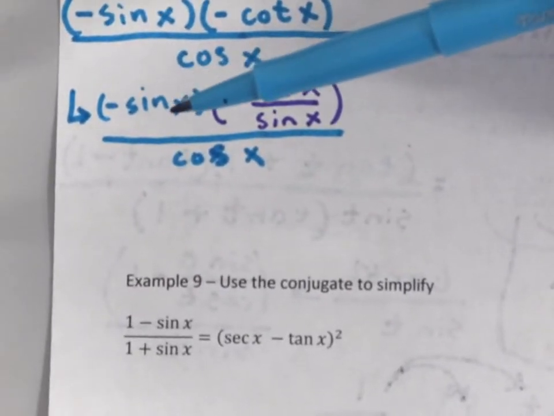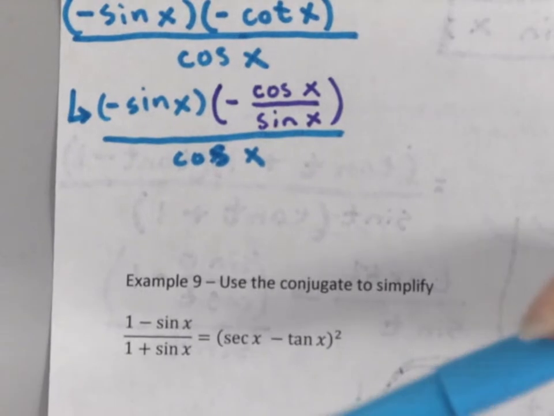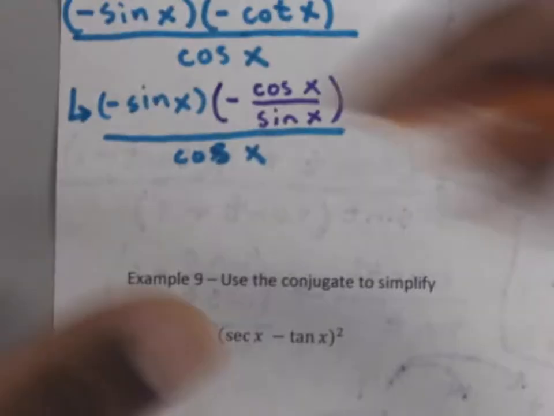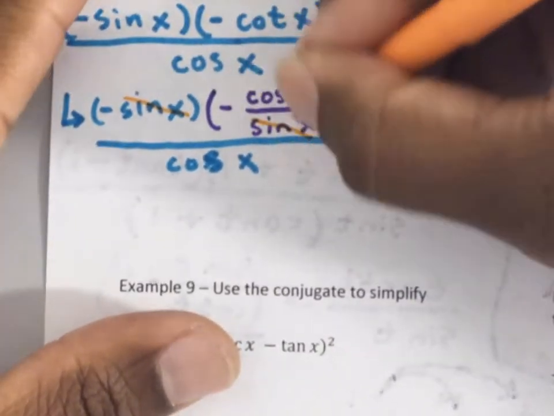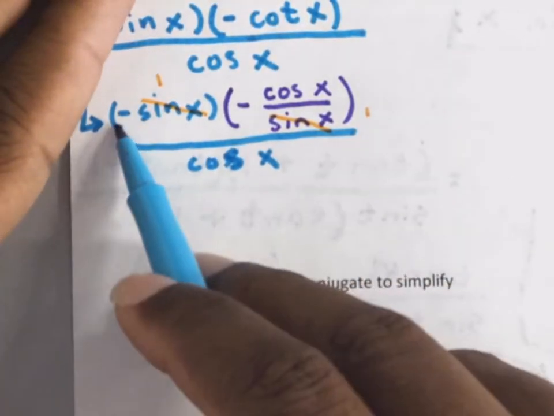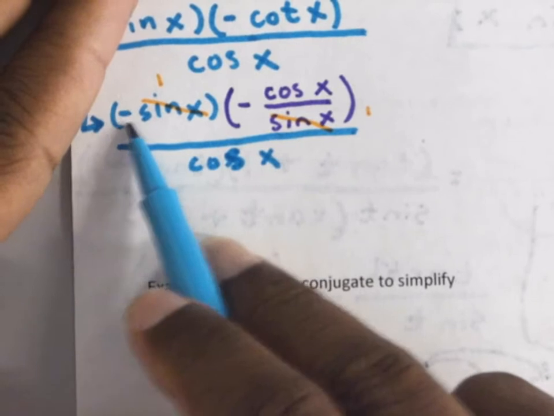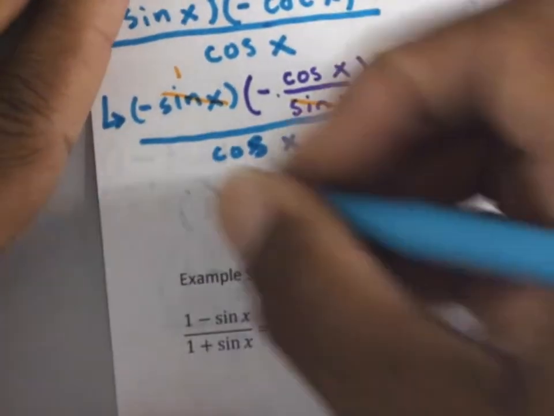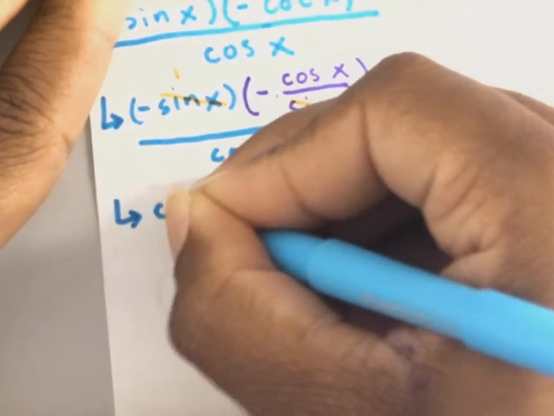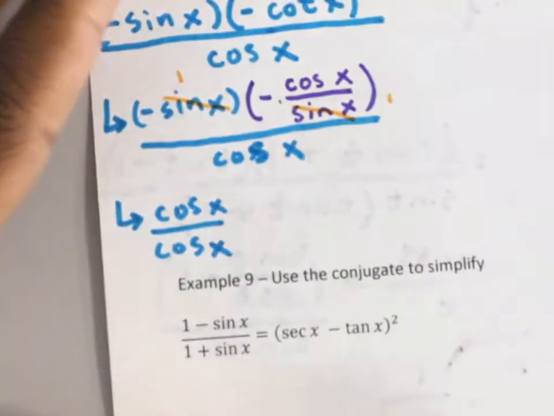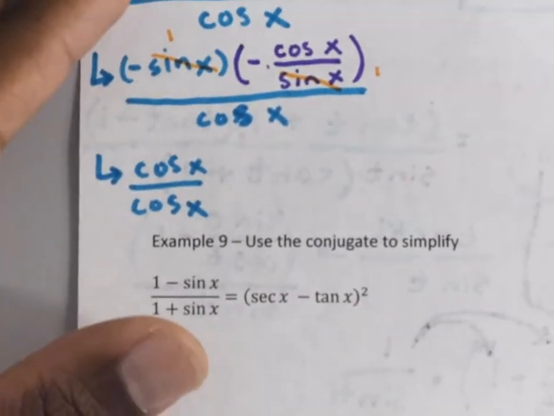So anything cancel? The sines cancel. Sine divided by sine will cancel to be just 1. So that leaves me with, and it's negative times a negative. So can I write it as positive cosine? Yeah. You can change the negative cosine.